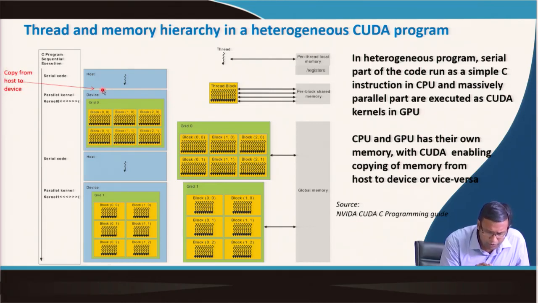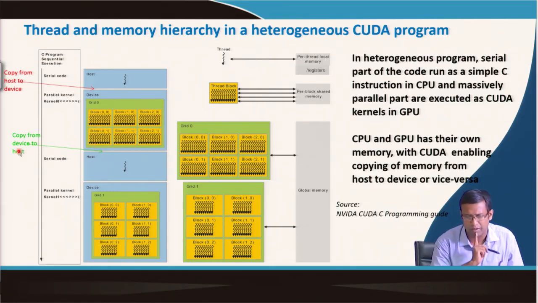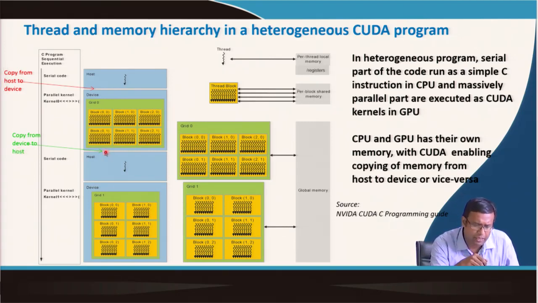And when the host asks the device to operate, it will copy the relevant data from host to device, and once the GPU jobs are done, the relevant data will be copied from device to host if copying is required. Otherwise, the data is changed by the GPU only in the GPU RAM, not in the CPU RAM. So if you have to read the changes, you have to copy it from GPU to CPU.